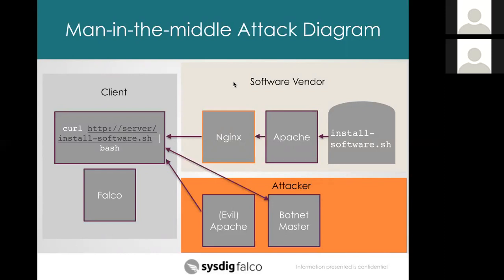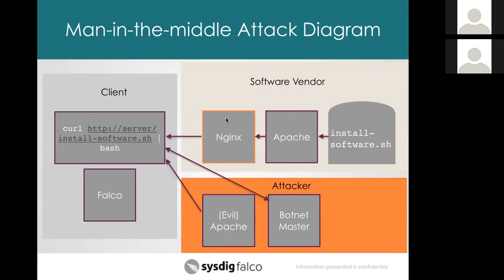In this hypothetical example, there's also an attacker out there. They're running an evil Apache, their version of Apache, where they've got some malicious software set up to send to people. And let's say they're running a botnet, so they've got a command and control machine sitting there trying to find new clients to add to its botnet. In this case, let's say the attacker got into that Nginx box, so that's why I colored it orange.